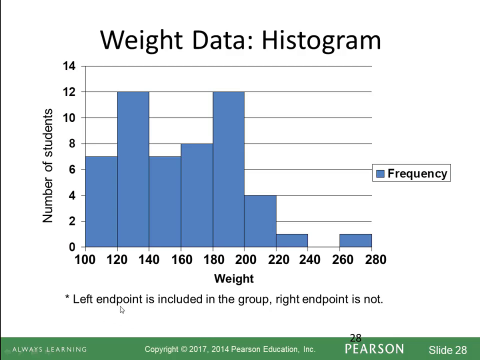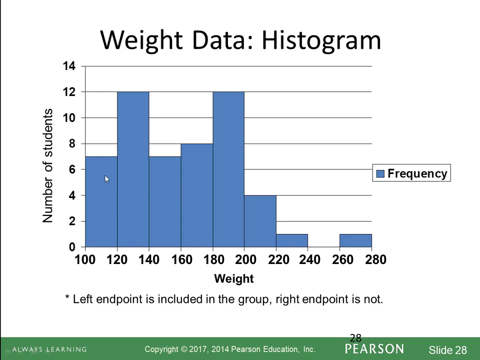So we can change the bin widths, and this would be bins of 1. So it changes what our histogram looks like. Now, this is the weight data that I showed you earlier, and note the left endpoint is included and the right endpoint is not.